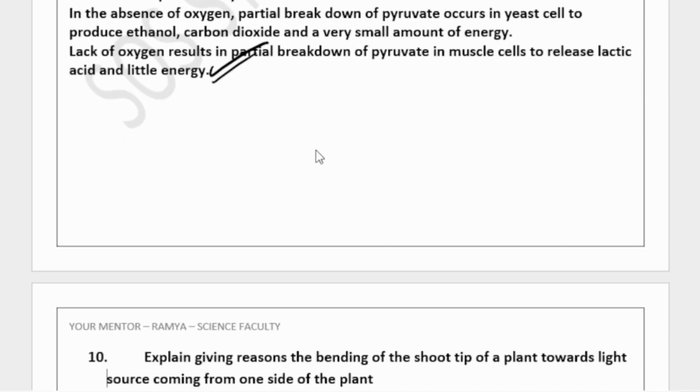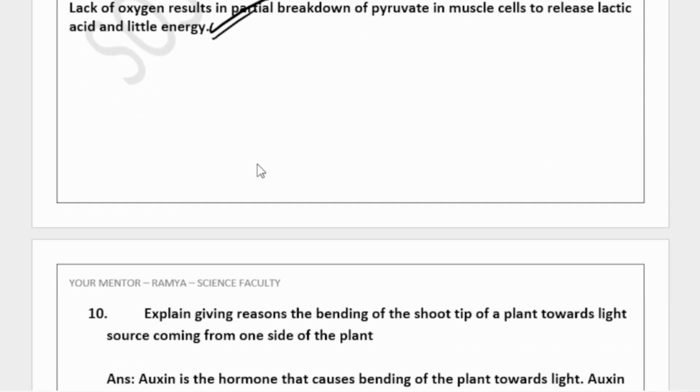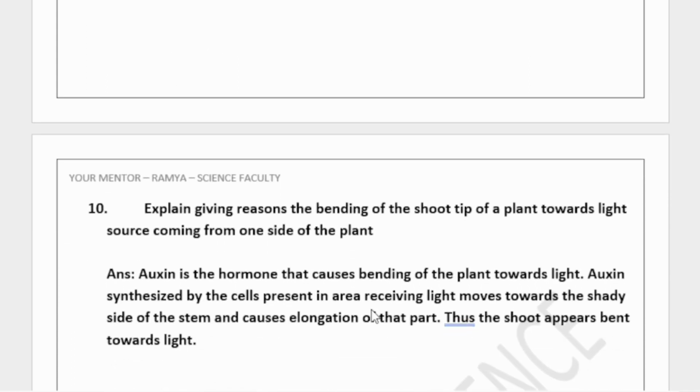Okay, so now I am discussing the last question for today's session. Again, this is a very important concept. So here I am asking, explain, giving the reason, the bending of the shoot tip of a plant towards a light source coming from one side of the plant. So let me read this question once again. What is my question? We are asked to explain, to give the reason.